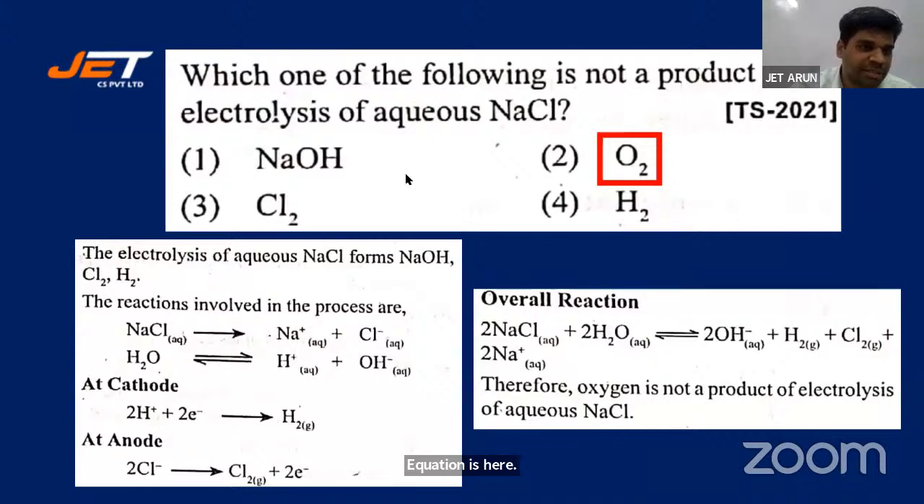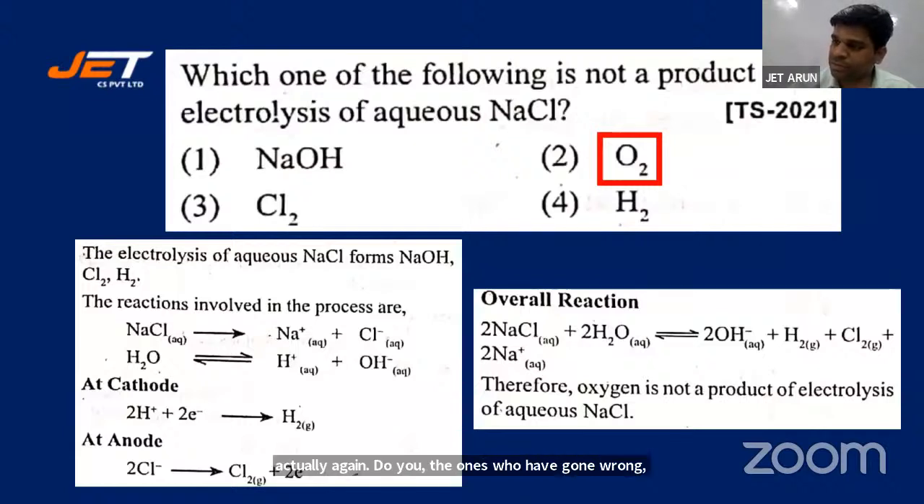Rachana, Meenakshi again. G Meenakshi and T Meenakshi, both are correct. Yeah, the ones who've gone wrong, please correct yourself. That's absolutely okay. All right, let's go for the next one, students.